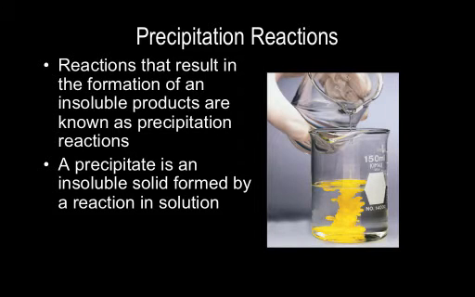So this is an example, and we've probably seen this one before in class, but this is lead nitrate and potassium iodide, and that precipitate that you're getting there is lead iodide.